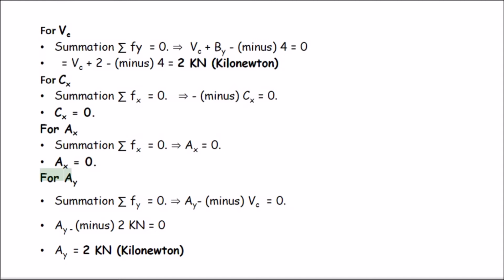For Ay, summation Fy equals 0. Ay minus Vc equals 0, Ay minus 2 kilonewton equals 0, so Ay equals 2 kilonewton.